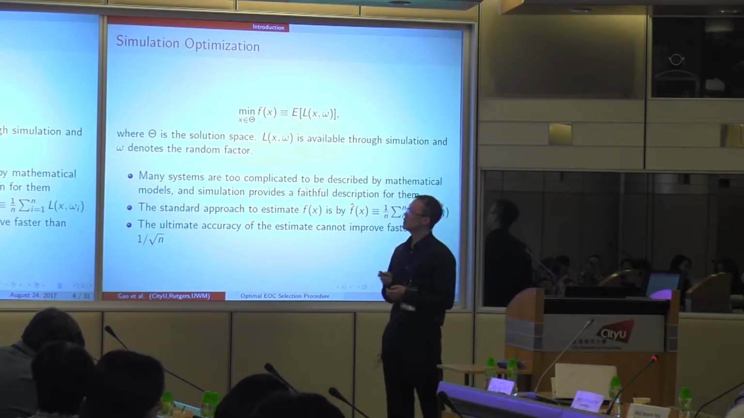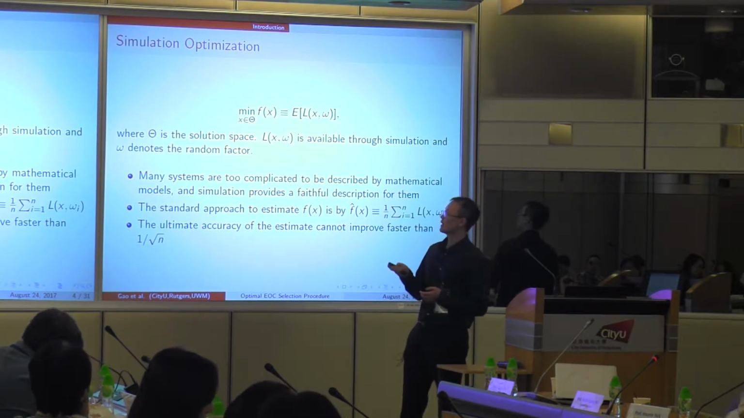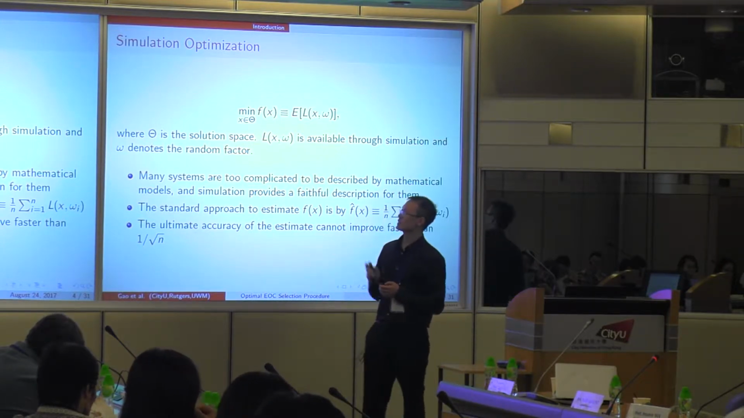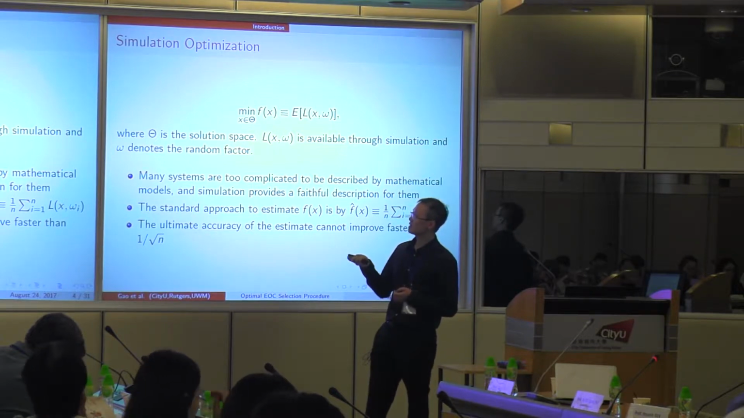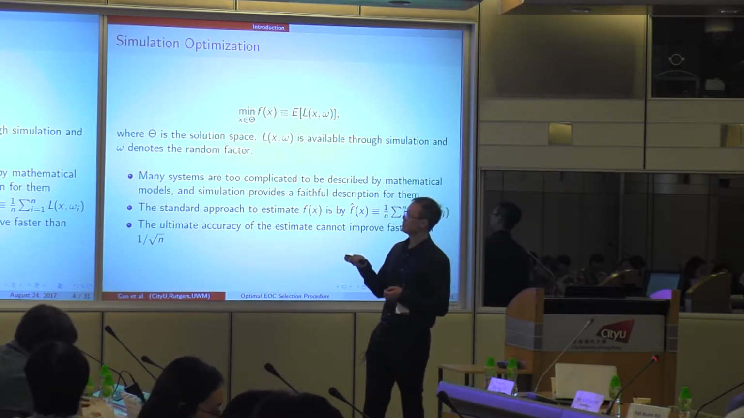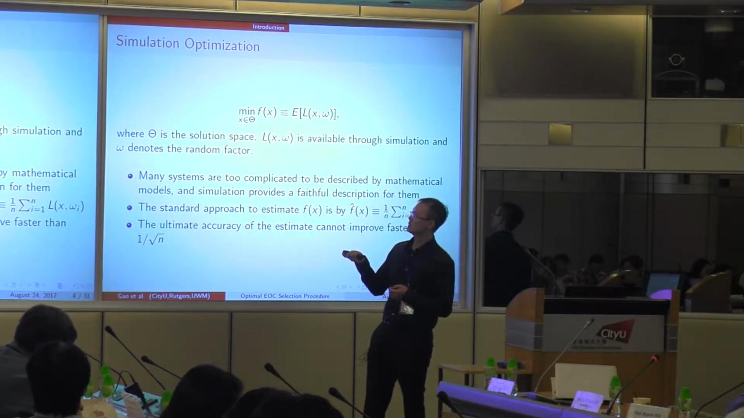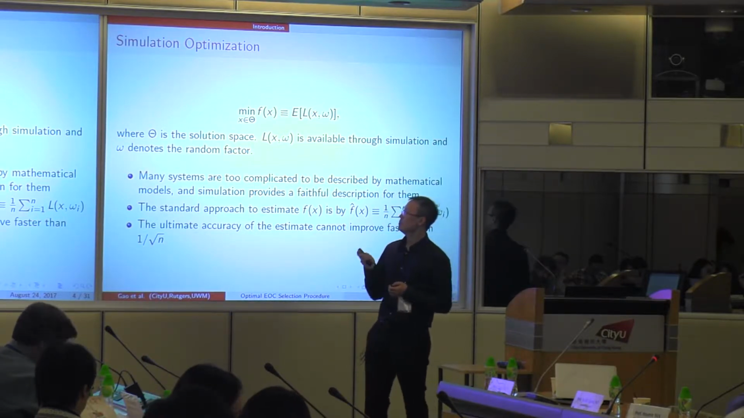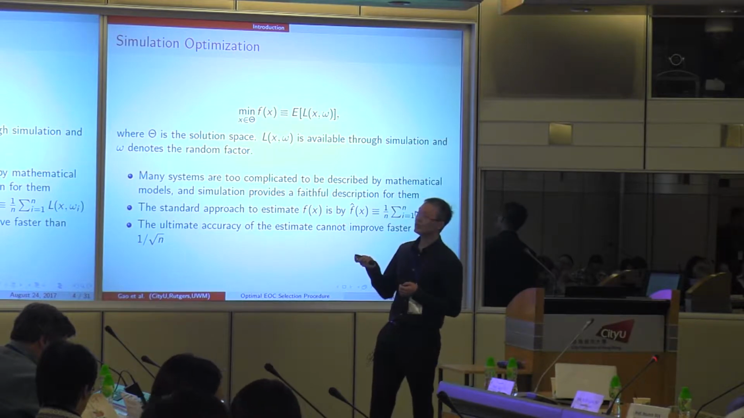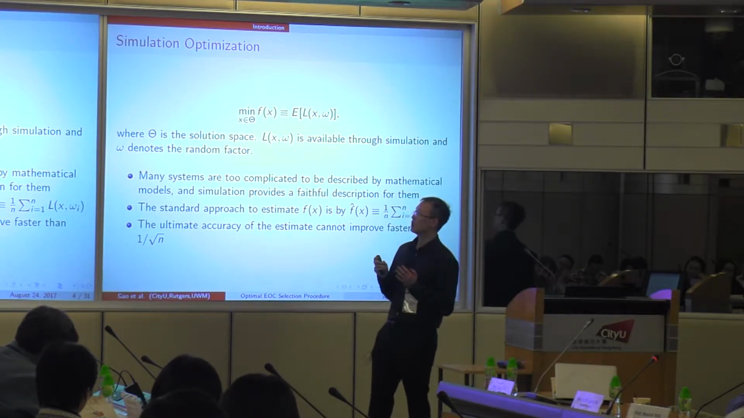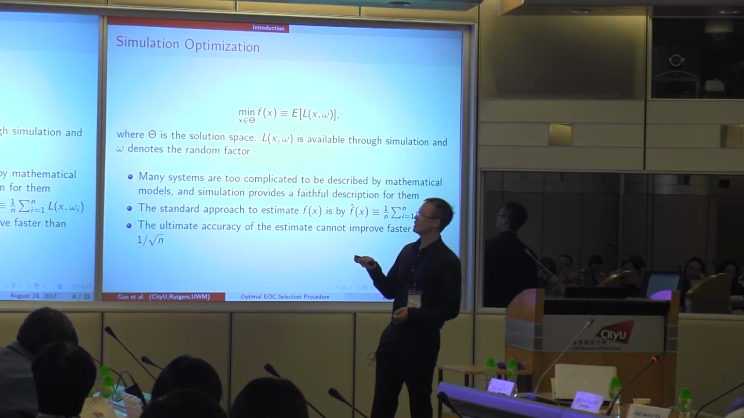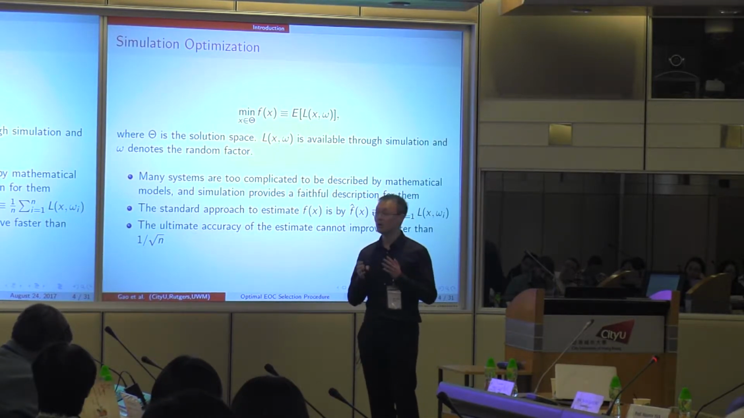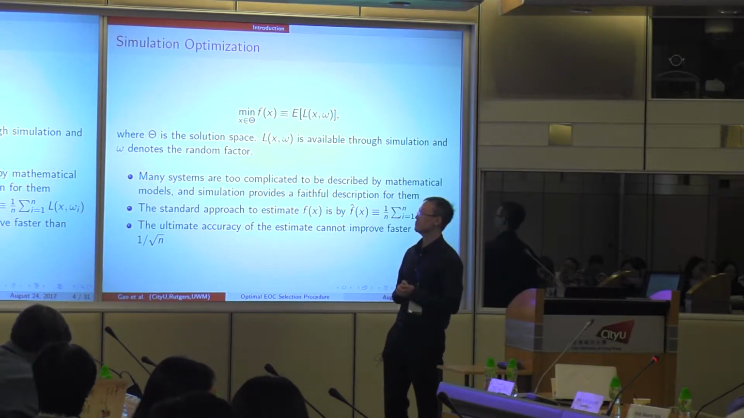A simulation optimization problem can be mathematically described like this. Suppose we are going to minimize the objective function f(x), where x is a decision variable which belongs to a solution space Theta, which can be discrete or continuous. In practice, we do not know the value of f(x), but it can be expressed as the expectation of some random variable, and we can collect samples of this random variable using our simulation model.